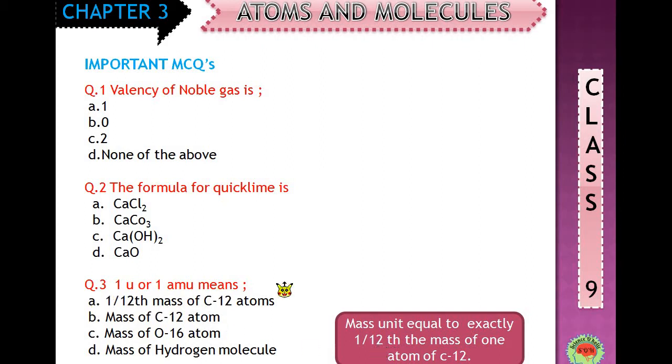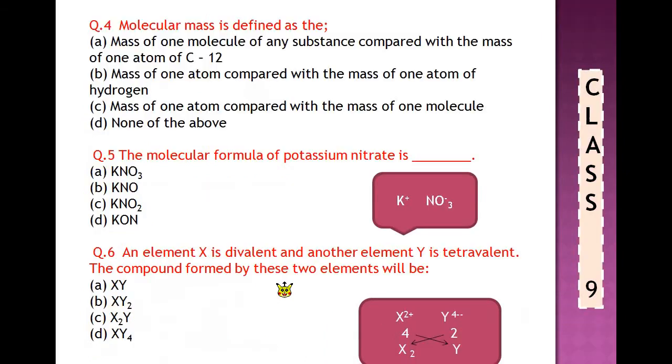So let's see question number 4. Molecular mass is defined as the, first option, mass of one molecule of any substance compared with the mass of one atom of carbon 12. B option, mass of one atom compared with the mass of one atom of hydrogen. Option C, mass of one atom compared with the mass of one molecule. And D, none of the above. So the molecular mass is the mass of one molecule of any substance compared with the mass of one atom of C12. This is the correct answer. So option A is correct.